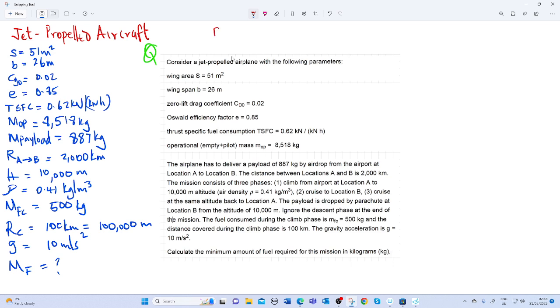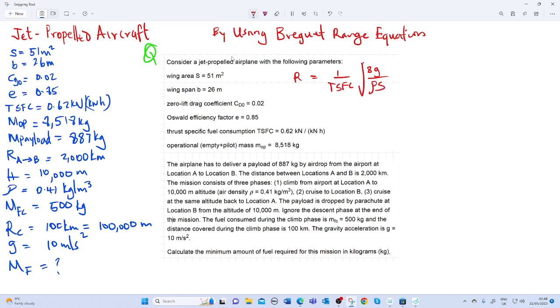First of all, by using the Breguet range equation, R equals 1 over TSFC multiplied by the root of 2g over rho S, multiplied by the root of CL over CD to the power of max, multiplied by the root of the initial mass minus the root of the final mass.